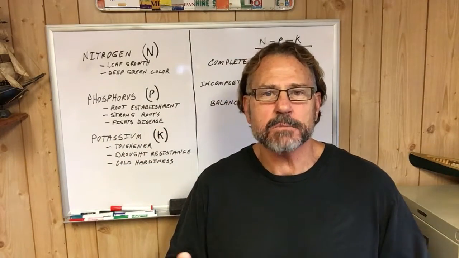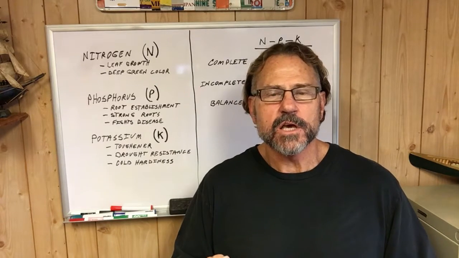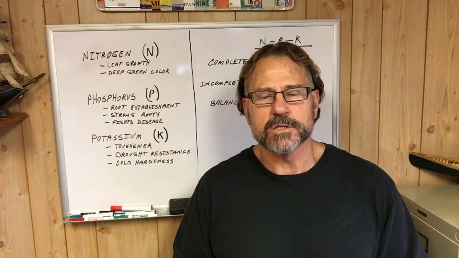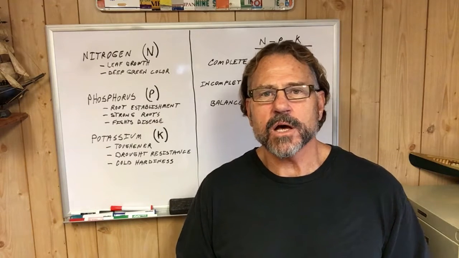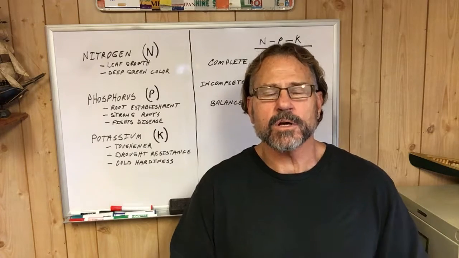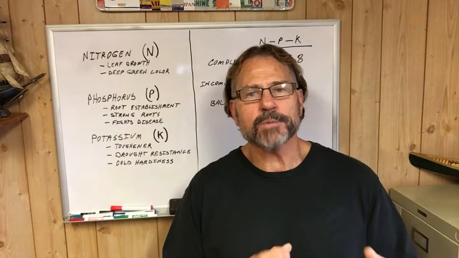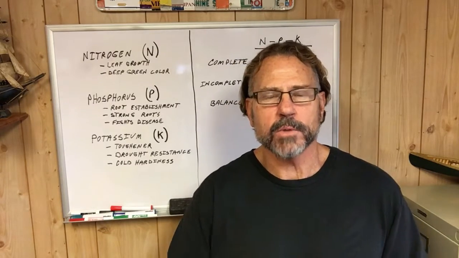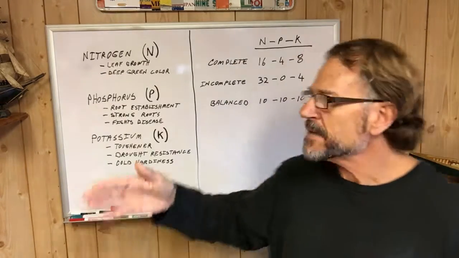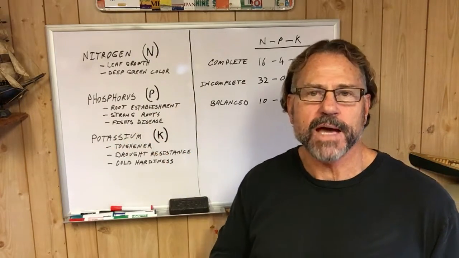Potassium, think of potassium as a toughener. It helps with drought resistance, and also helps with cold hardiness. A lot of times when you see a bag of fertilizer labeled a winterizer for your lawn, it's got a really high value of potassium, so it'll help that grass get through those cold winter months. So these are the NPK values that you see on every fertilizer bag.